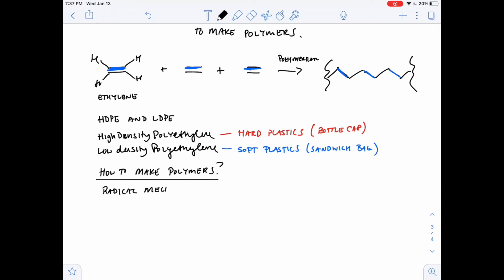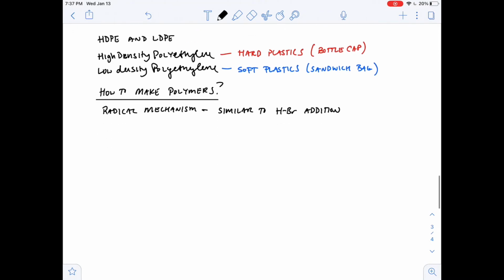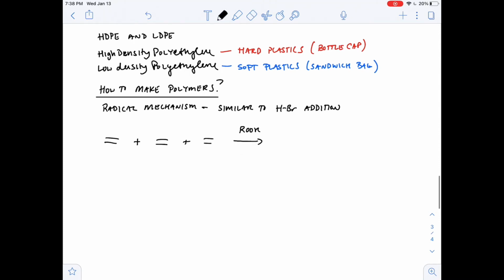You can do an ionic mechanism, but obviously we're going to talk about the radical mechanism here. And like I said before, the radical mechanism is similar to the HBr addition to an alkene, and obviously it's not going to have the HBr. You have your peroxide initiator, and then one radical attacks another radical, and so on and so forth. I think you could probably predict the mechanism if you put some thought into it. Maybe you should even try that right now, just see how intuitive this is to you.